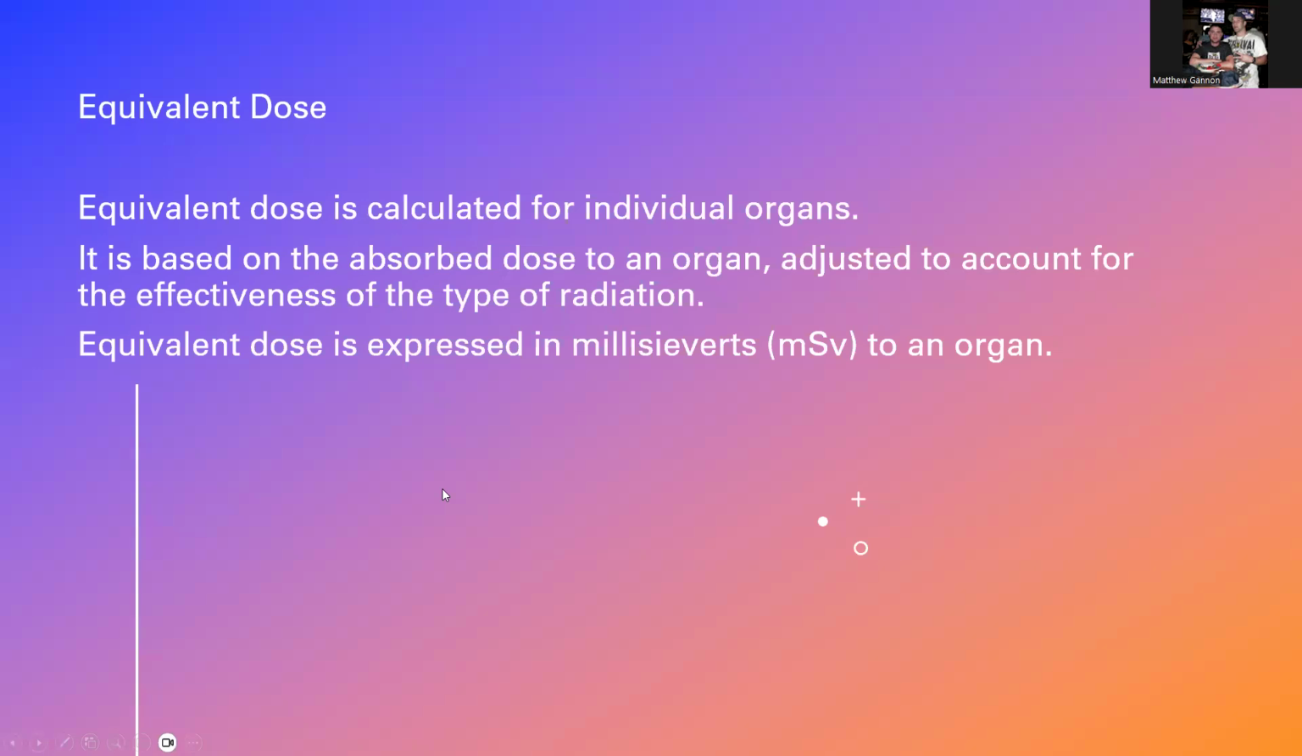The equivalent dose is calculated for individual organs. So this is biological tissue. It is based on the absorbed dose to an organ, adjusted to account for the effectiveness of the type of radiation. Equivalent dose is also expressed in millisieverts.